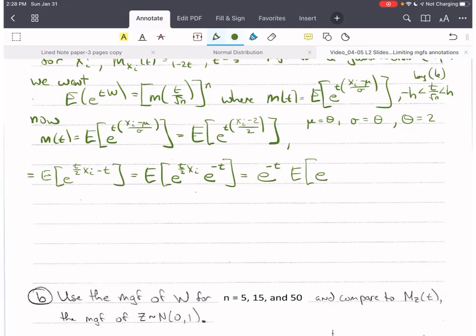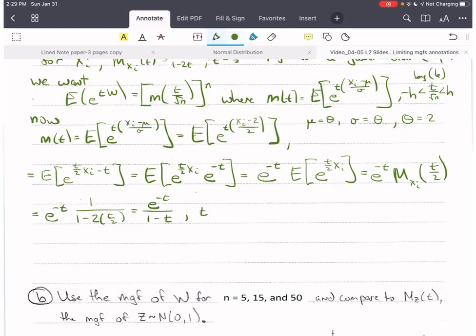So this is going to be e to the t over 2 xi, okay? And then this is equal to e to the negative t times m of xi, t over 2. Now I plug in, so e to the negative t, I use the mgf, so it's going to be 1 minus 2 times, instead of t, we put in t over 2, which is equal to e to the negative t over 1 minus t, and we know that t has to be less than 1 in this case, okay?